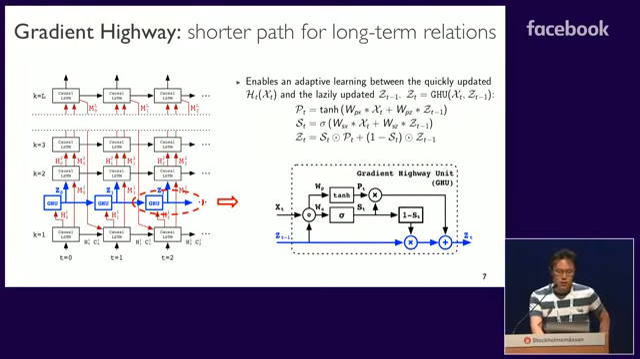The second contribution is that we propose the gradient highway unit, which provides a shorter path for the long-term relations. It basically functions like a switch, enabling adaptive learning between the quickly updated representations produced by causal LSTMs and the lazily updated representations produced by this unit. In this way, it can capture the long-term dependencies and keep the gradients from vanishing.